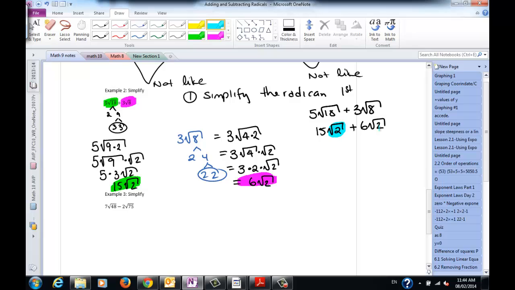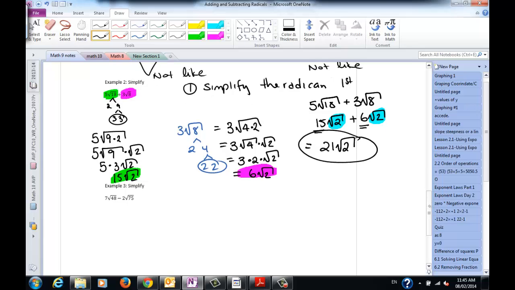Now I can look for like terms. I've got the square root of 2, and I have the square root of 2. So those are like, which means I can count how many of them I have. Well, I have 15 here, and I have 6 of them here. My total is 21 root 2. And that is my answer. All right, let's do one more example.